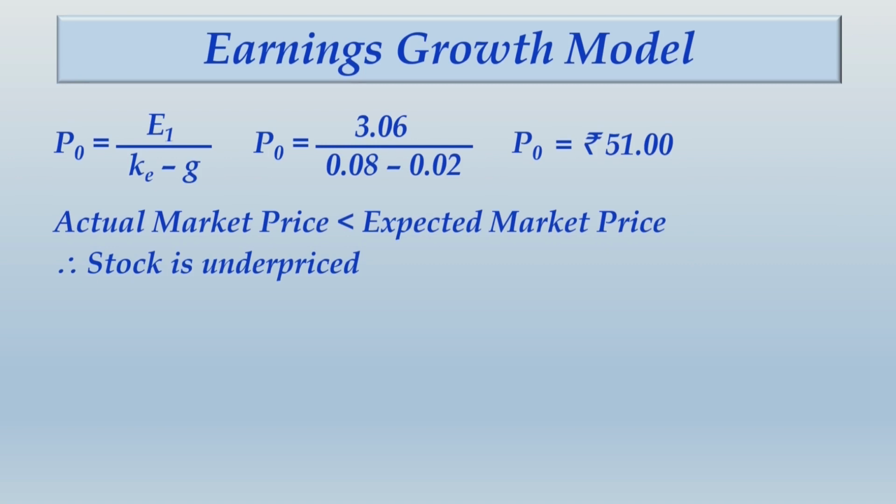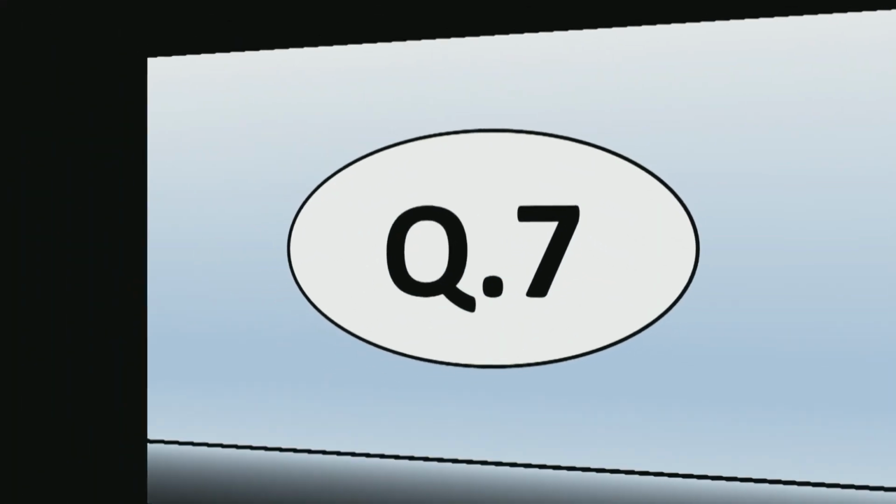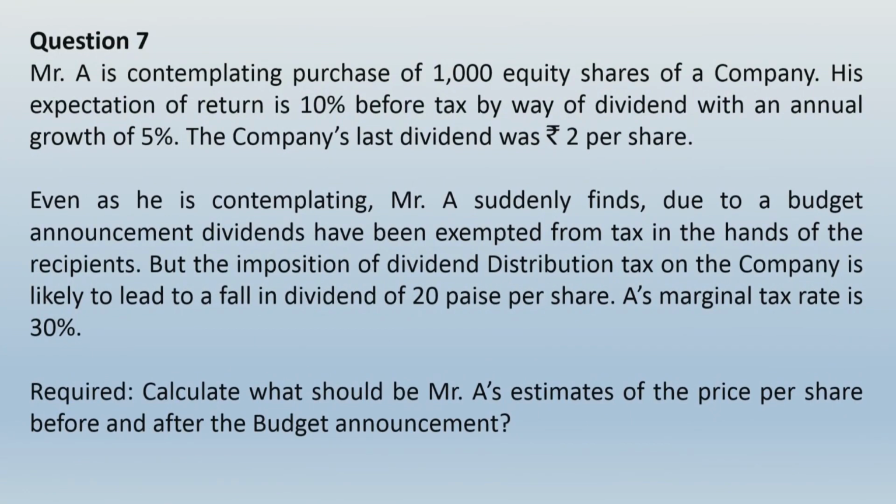Alright friends, you would have finished writing this. Let us move ahead and take up question number 7. Now in this question, look what is given. Mr. A is contemplating purchase of 1000 equity shares of a company. His expectation of return is 10% before tax by way of dividend with an annual growth of 5%. The company's last dividend was rupees 2 per share.